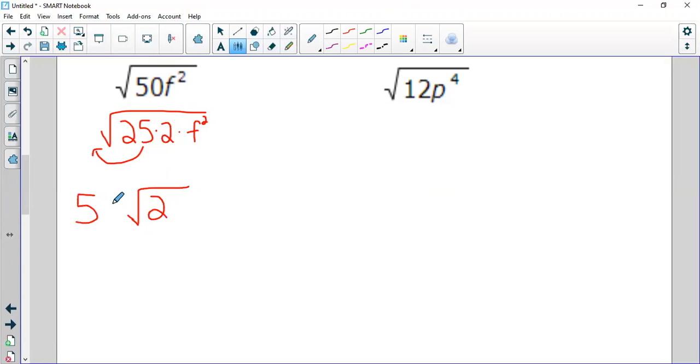Notice I left some space here. That was not by accident. F squared is a perfect square because the exponent is an even number. So I just take that exponent and divide it by 2 and bring it out of the radical also. So f squared comes out of the radical and becomes f to the first power, or just f. And there are no f's left inside because the f squared was a perfect square the same way 25 was. And there's my answer. Ta-da!